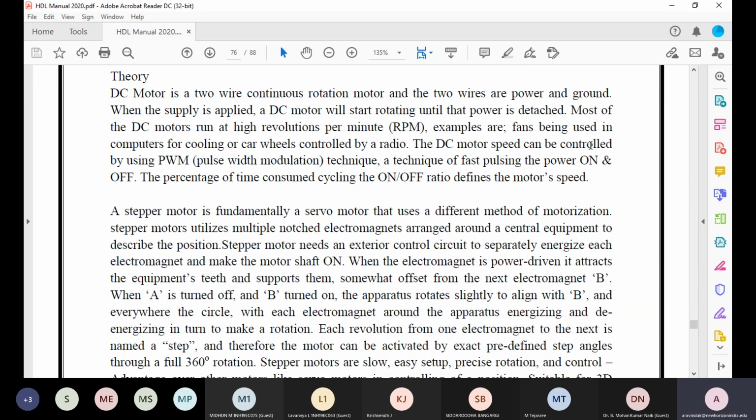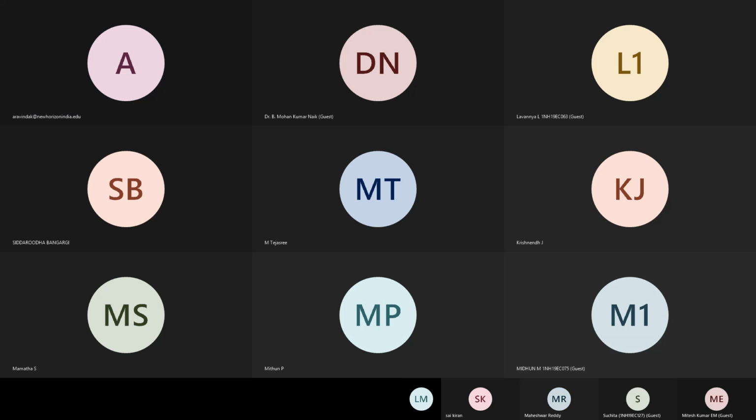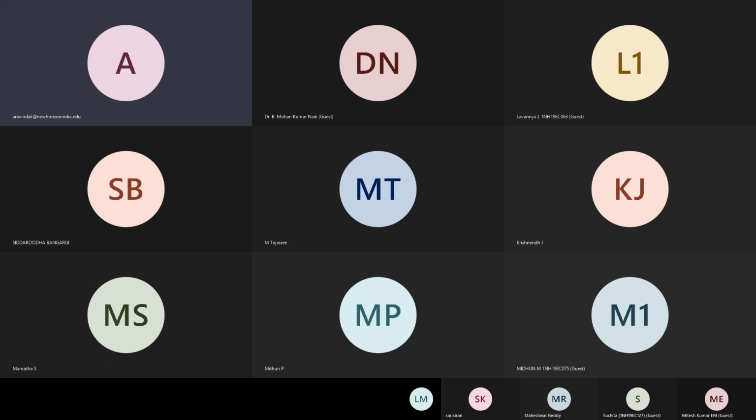The DC motor speed can be controlled by using PWM, the pulse width modulation technique, a technique of fast pulsing the power on and off, and the percentage of time consumed cycling the on and off ratio defines the motor speed. So just to illustrate this particular PWM technique, now let me stop sharing this PDF and let me share the whiteboard.